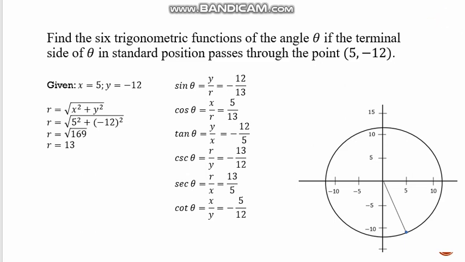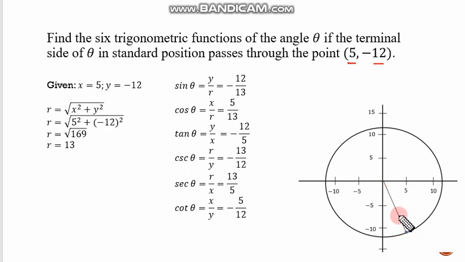Find the six trigonometric functions of the angle theta if the terminal side of theta in standard position passes through point (5, -12). So the x here is 5 and the y is -12. If you are going to plot that, of course, this is in the standard position. So we start here at the positive x-axis and it passes through here at (5, -12).